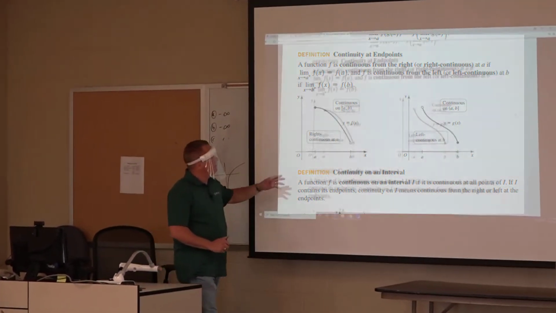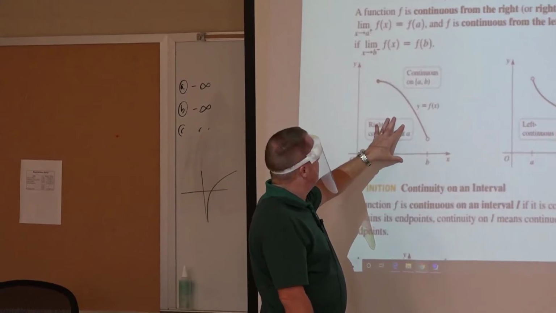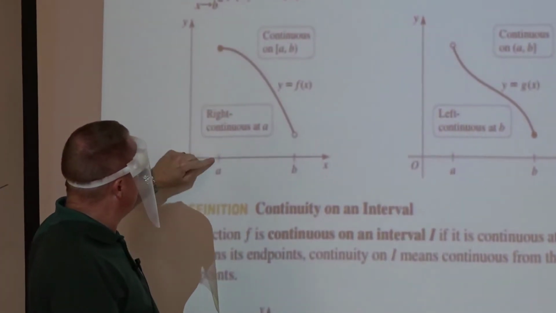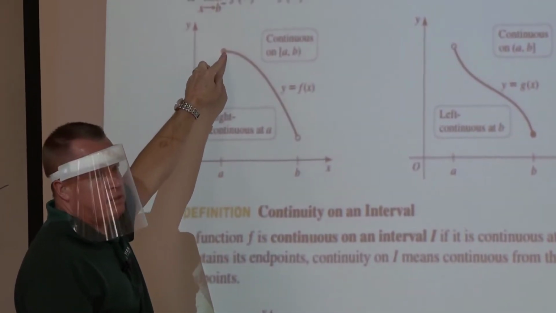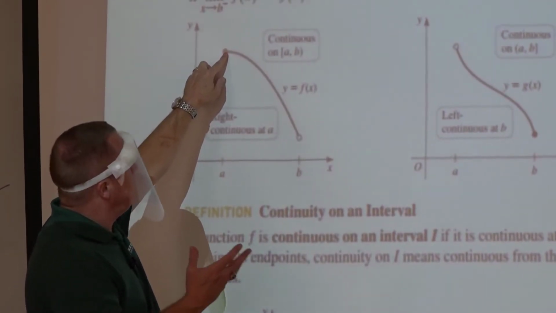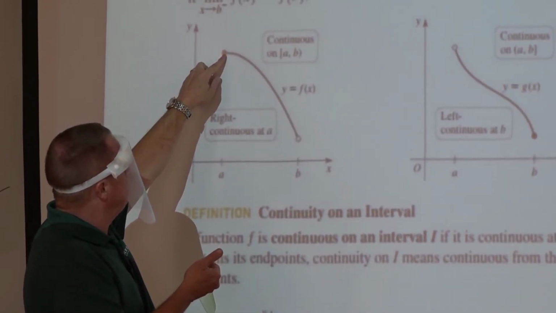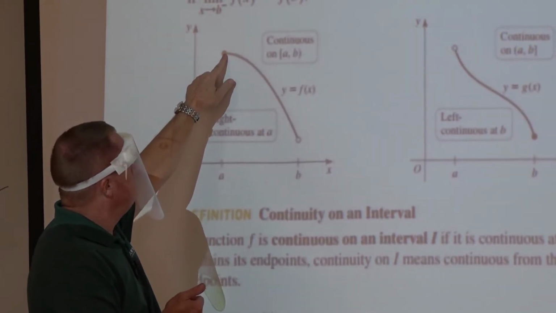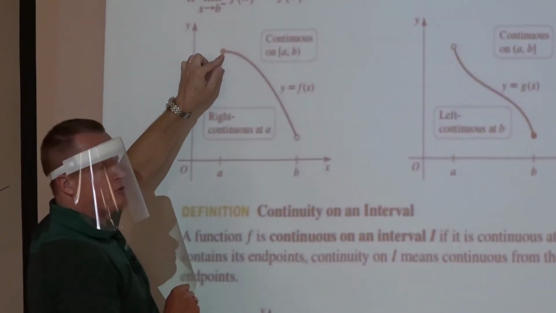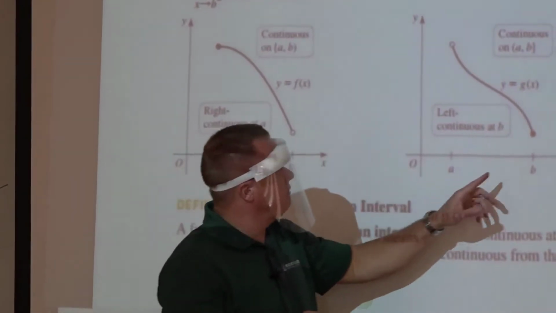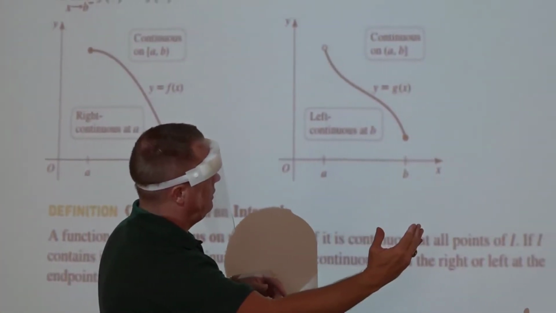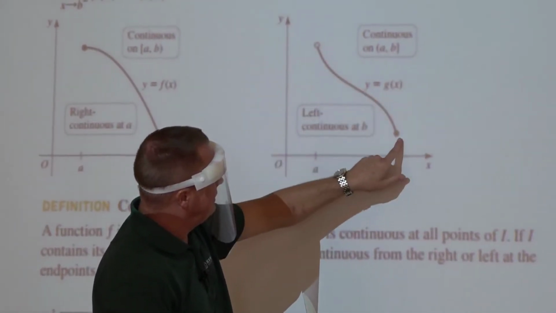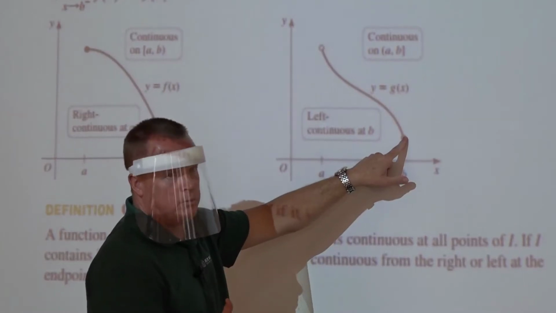So notice here on this graph, you would say this graph is continuous from the right at this point a because the limit as x approaches a from the right is equal to f of a. So if you've got a dot filled in there and you're going this way, you say it's continuous from the right. Okay? Here, you've got the point on the right, but you're going from the left, so you would say this would be continuous from the left.